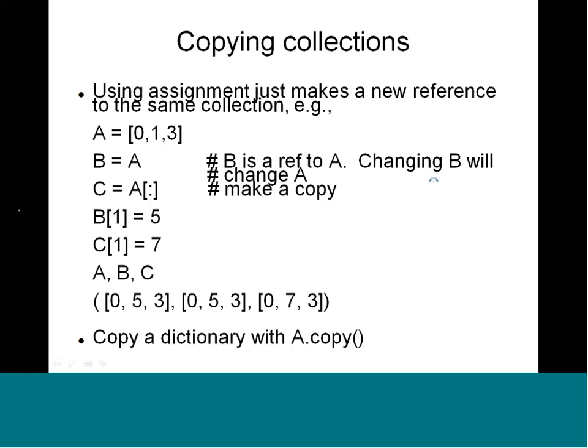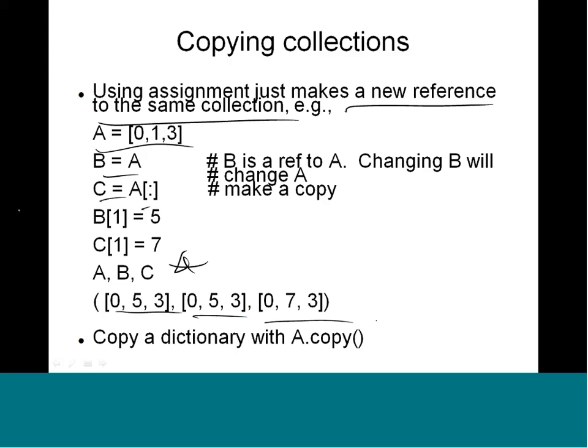So now how do we copy collections? If you use an assignment, it just makes a new reference to the same collection. So here we just say a is a list, d equal to a, c equal to a[:], the square brackets and then this colon. And then if we say b equal to 1 and c equal to 1, and then ask to print a, b, and c, it prints 053, 053, and 073.